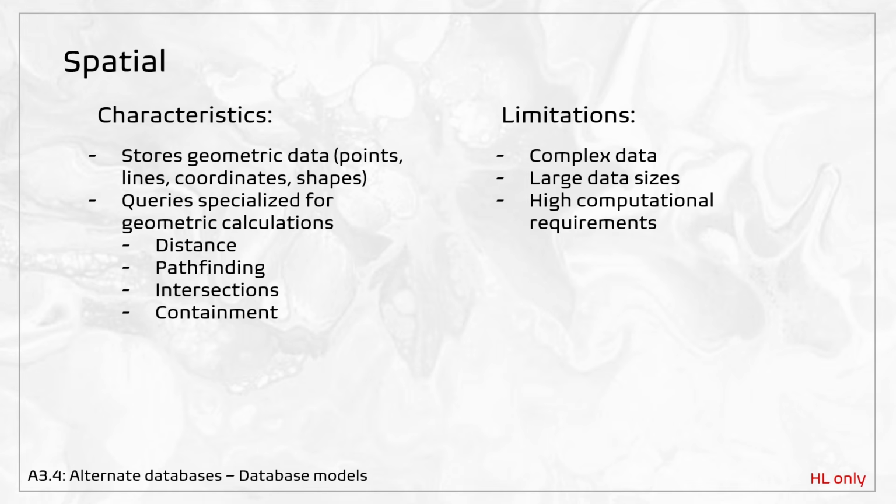Next, we've got spatial databases. Spatial databases specialize in geometric data, instead of scalar values like text or numbers. They store stuff like points, lines, coordinates, or shapes. Queries in spatial databases are also adapted for geometric calculations, like finding distances between elements, finding shortest paths, finding intersections, or determining whether an element is within a certain domain. These are very useful for geographic applications, but all of this makes the data very complex, as well as needing a lot of storage and computational power to process.